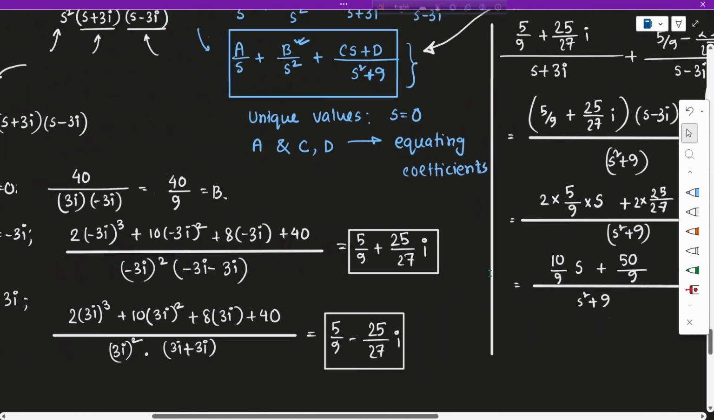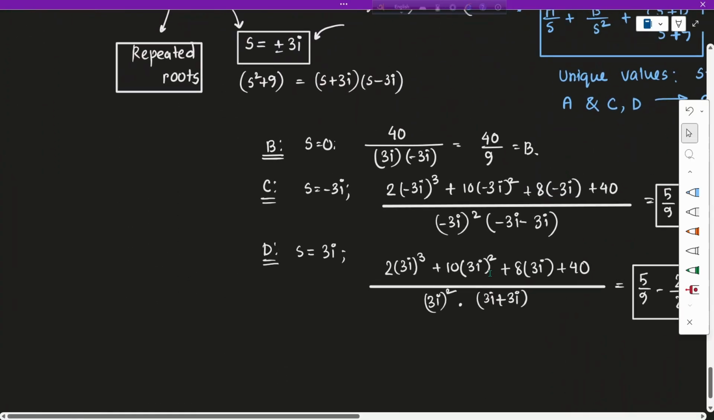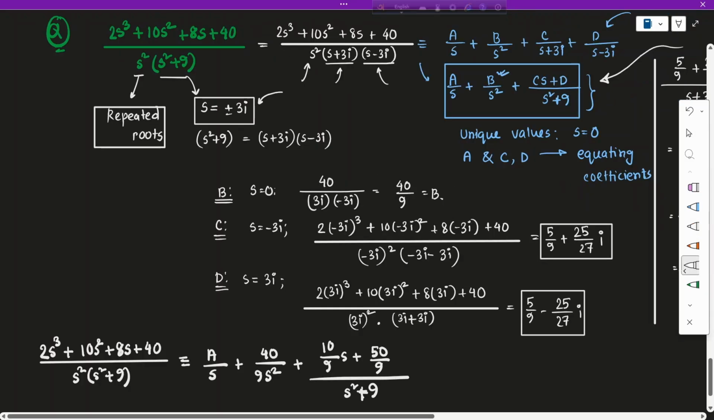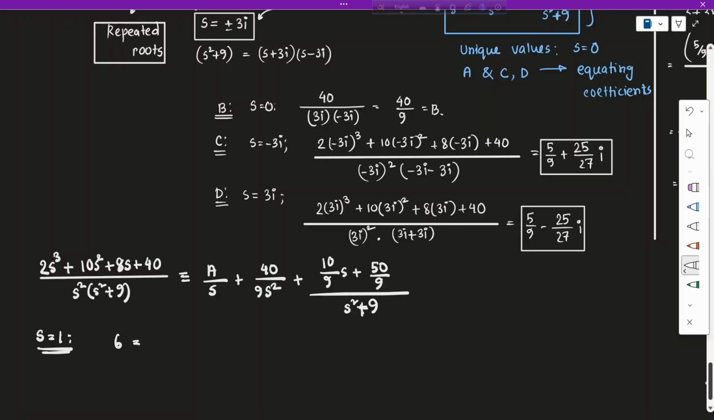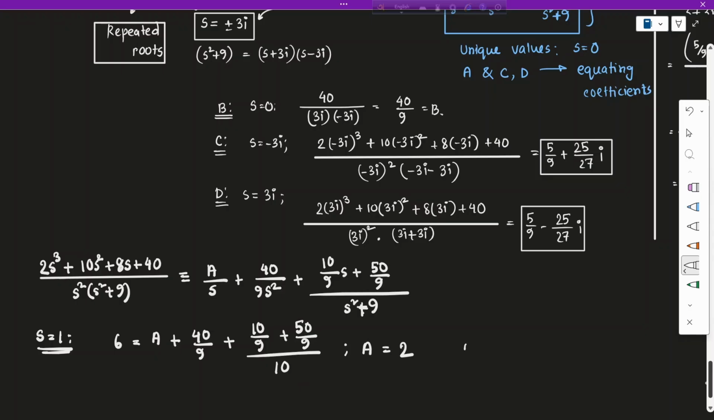Okay, so we can write the whole expression just like this by plugging in the value of all the numbers that we have got. This is what the expression becomes, the resultant expression. So in order to find the value of A, let's plug in s equals 1 on both sides, and let's see what the equation becomes. So the left hand side becomes 6, which is A. This is going to be 40 by 9. This is going to be 10 by 9 plus 50 by 9, divided by 10. Okay, so from this, the value of A is 2, and that's our answer.